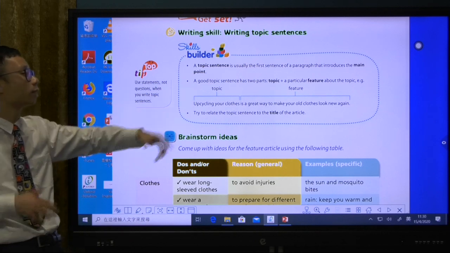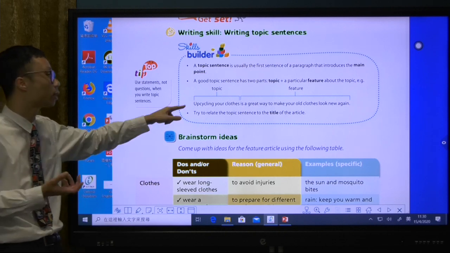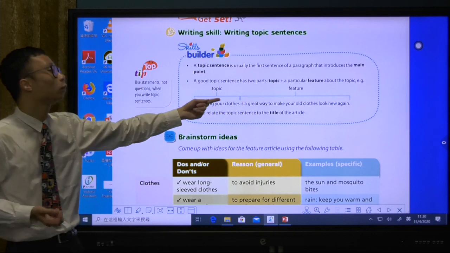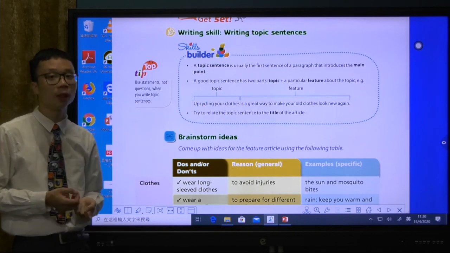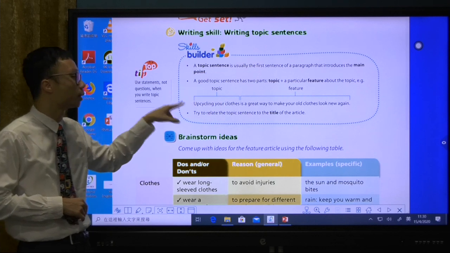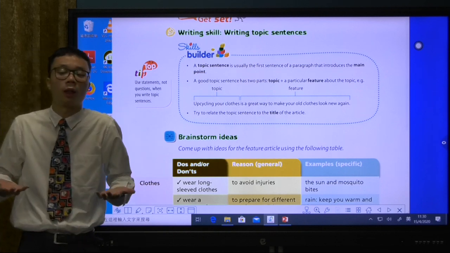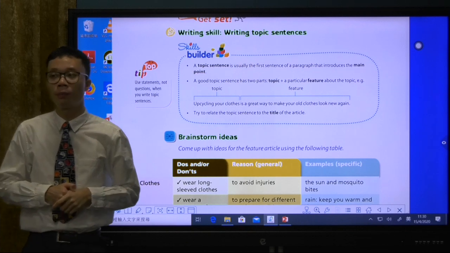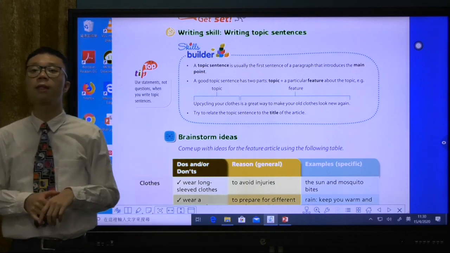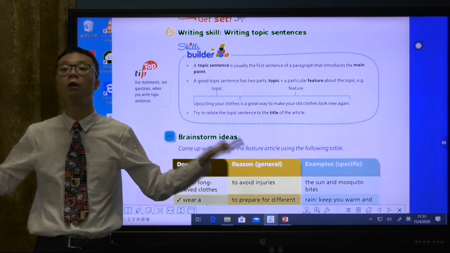So what is the topic? What is the important thing this sentence is trying to tell you? Upcycling your clothes is a great way to make your old clothes look new again. The topic is like the subject of your sentence. That means upcycling your clothes is the topic. And now we think of the second thing, the feature. So upcycling clothes, and then what? I could say upcycling clothes is a great way to save money. It could be anything. Or I could say upcycling clothes is a good way of doing good for the earth.